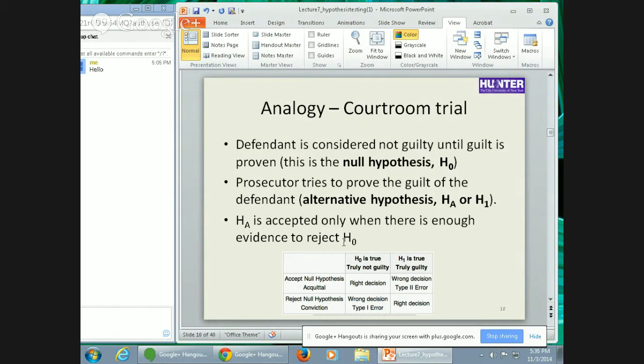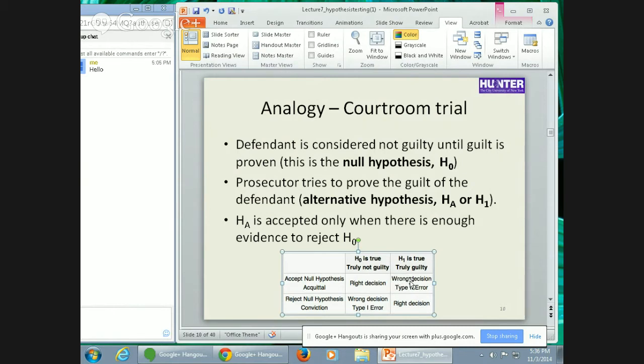But if H0 is true and we reject it anyways, that is a type 1 error. That's what we control with the p-value. And the probability of that happening is what we control by requiring a p-value less than some cutoff. So by requiring a p-value of less than 0.05, we're trying to control the type 1 error rate, the probability of convicting an innocent person.